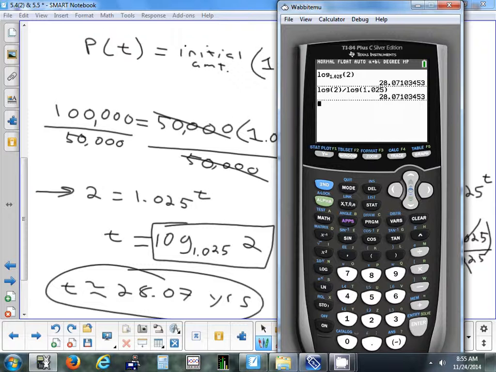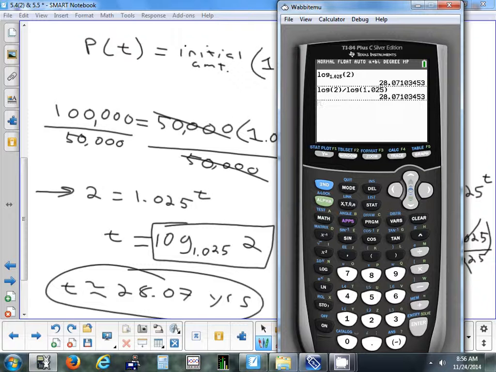So this might give you a hint at how you type in a log with a different base. This is actually a formula we're going to learn in a little bit. But it's basically you take the log of your argument, divide by your log of your base. That's how you type something in that has a different base, other than 10 or e.